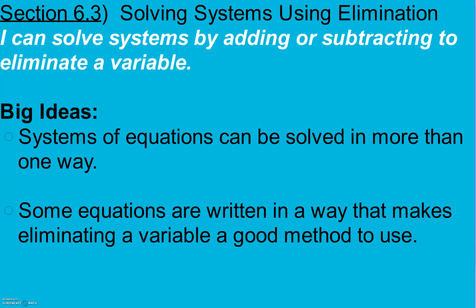Section 6.3 is solving systems using elimination. I can solve systems by adding or subtracting to eliminate a variable. Big ideas here: systems of equations can be solved in more than one way. We've done graphing, we've done substitution, and today we're going to start with elimination. Some equations are written in a way that makes eliminating a variable a good method to use.